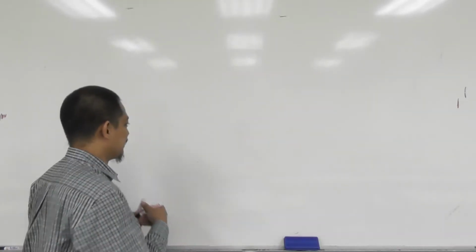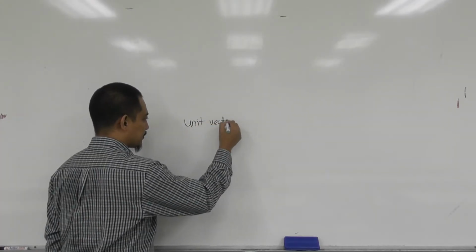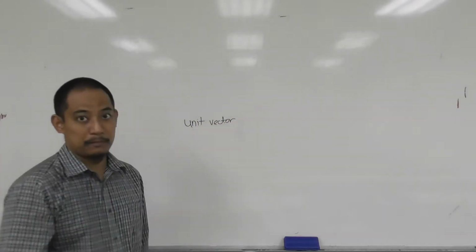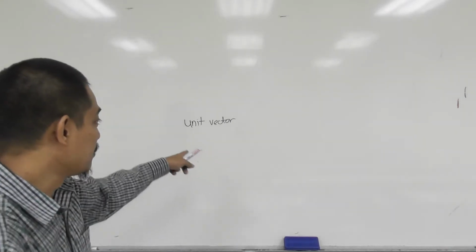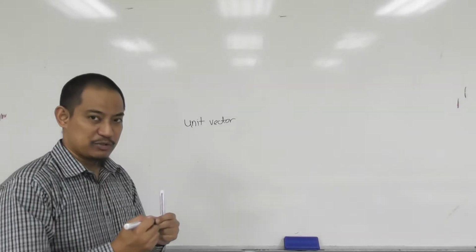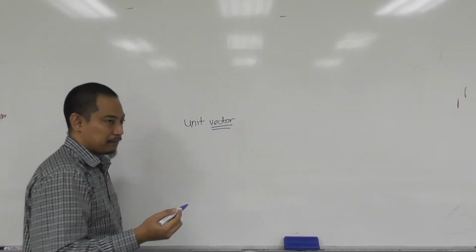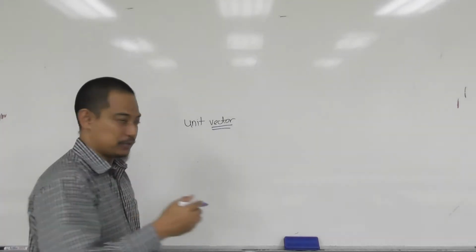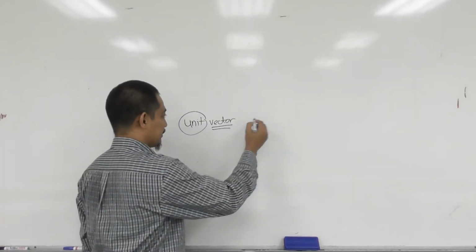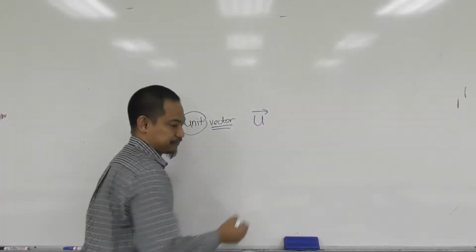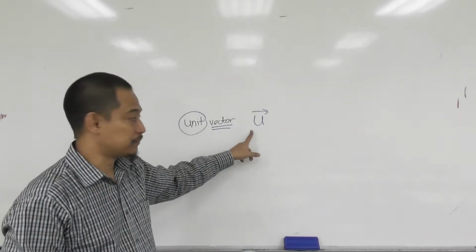Now, when you say unit vector, right? Unit vector. Is it too small? But you still can see, right? Okay, unit vector. When you say unit vector, then by default it is a vector, right? But by definition also it is a single unit, right? And it is described as U normally, right? This is a unit vector, right?